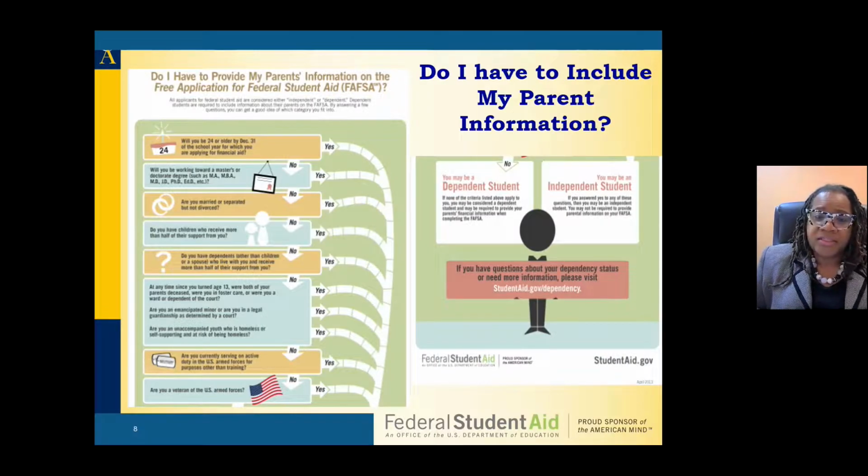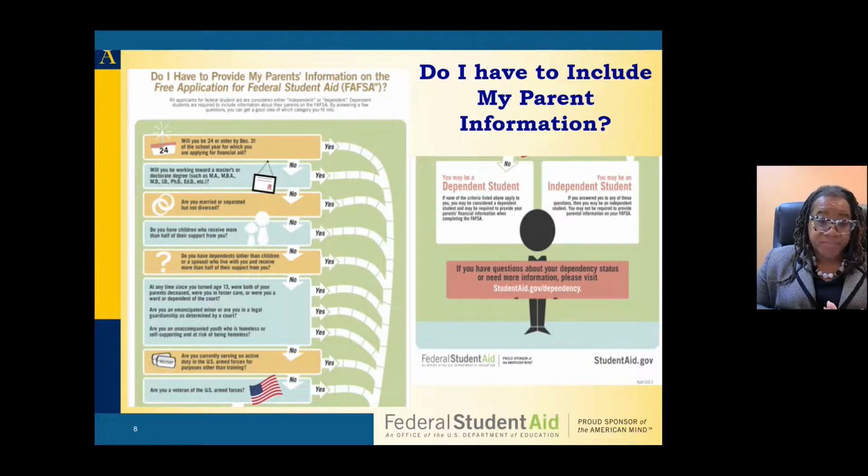I do get a question a lot of, hey, the student's on their own, they live on their own, or they're going to live on their own, or the parents aren't able to help. Does the parent need to be on the FAFSA form? In general, students have to include their parent information if they're under 24 or so, or meet one of the other following requirements.